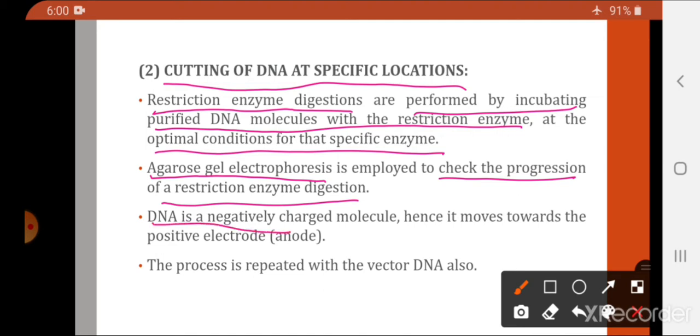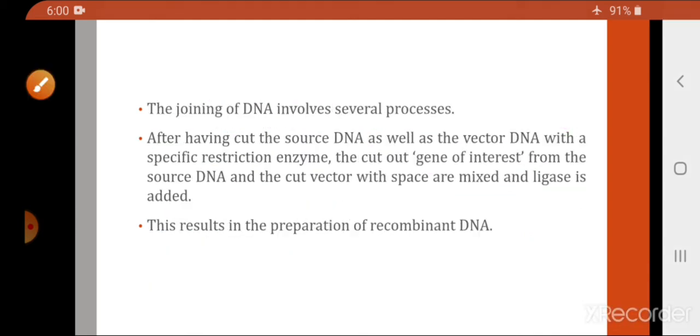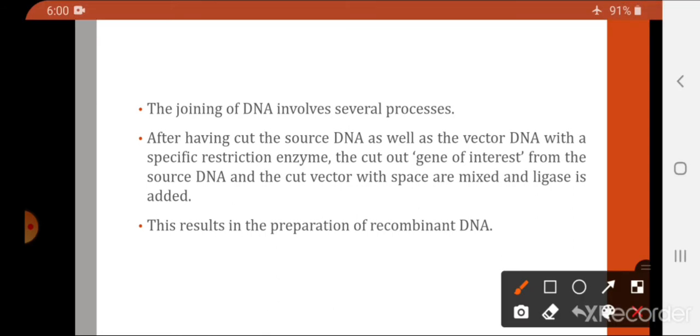DNA is a negatively charged molecule, hence it moves towards a positive electrode, that is anode. The process is repeated with the vector also. यानी gene of interest and along with the vector, ये दोनों processes करने ज़रूरी है. The joining of the DNA involves several processes.